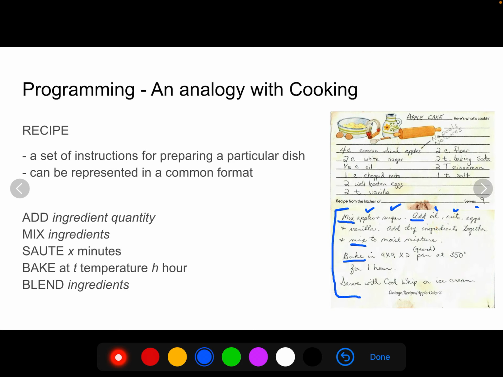So maybe I can use a common format to represent these. So for example, if I am teaching a system to cook, okay, and this system only knows how to interpret these instructions. So if I tell it to add ingredient quantity, then it will add the ingredient of the specified quantity. Then if I tell the system to mix ingredients, then ingredients means whatever the names which we are specifying, then it does a mix of that, like that. So we have all these instructions associated with the recipe now represented in a common format.